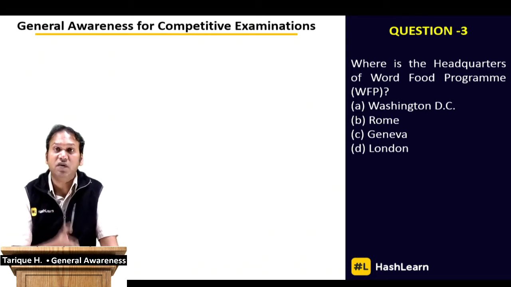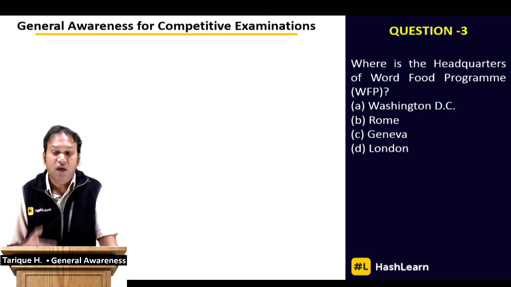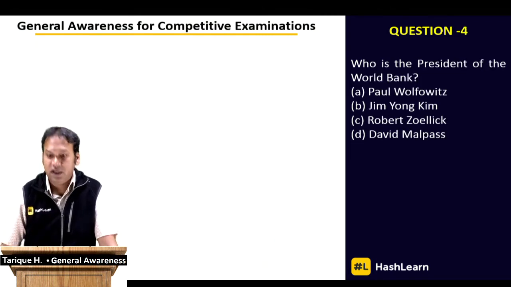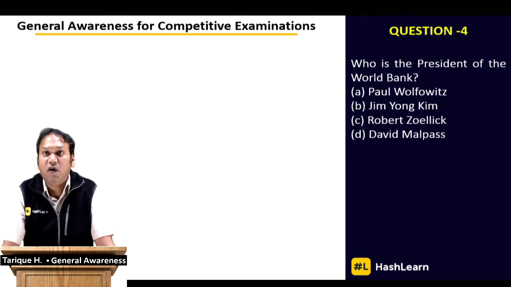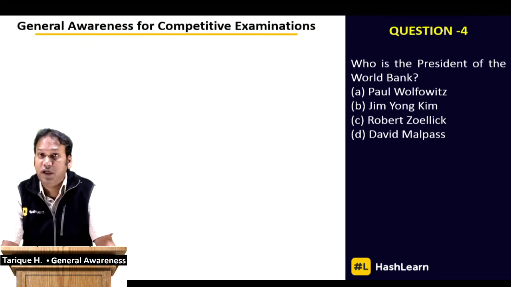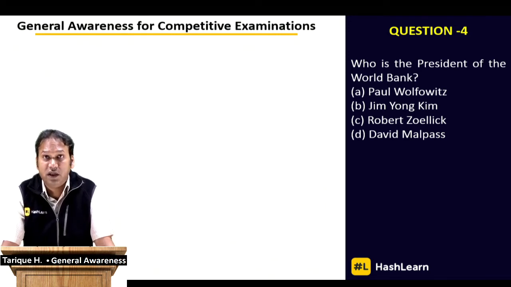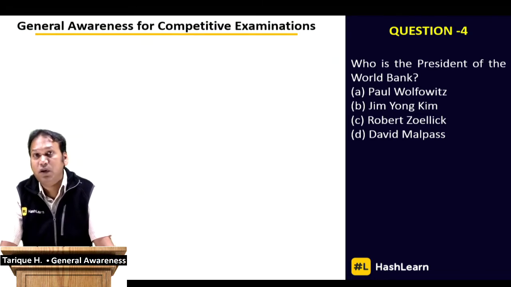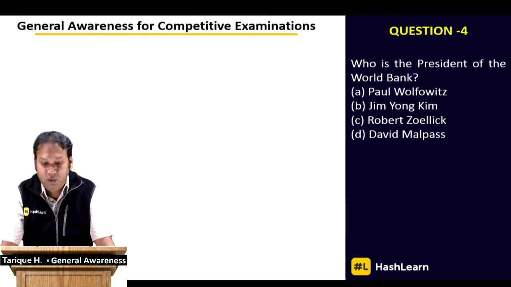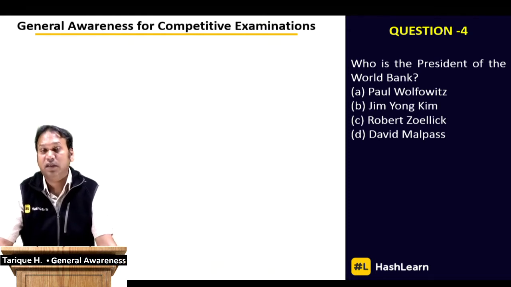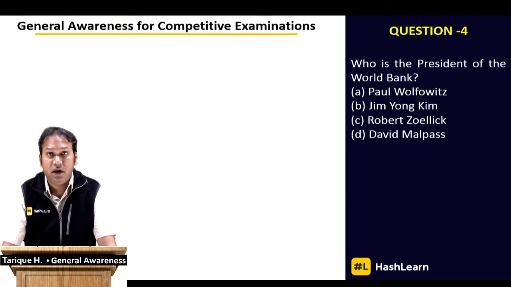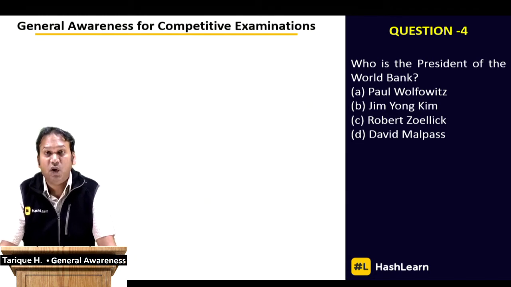So continuing with the series of questions on international organizations, we'll go to question number 4 now, and let's see what is there in question number 4. Who is the president of the World Bank? Now, if you watched my previous video today, I discussed with you a question about the president of the World Bank. So if you had watched that video, I'm sure you would know the answer for question number 4. And the right answer is David Malpass. As I discussed with you, the previous president of the World Bank was Jim Yong Kim, and the current president is David Malpass.